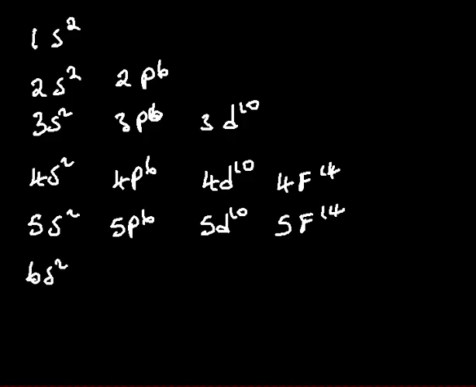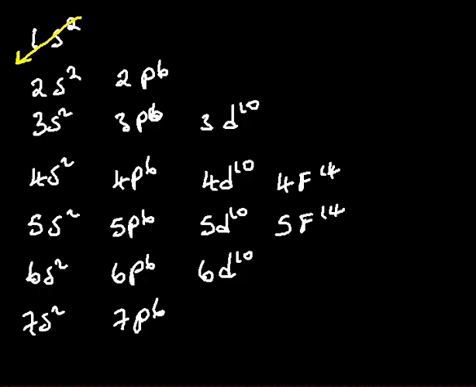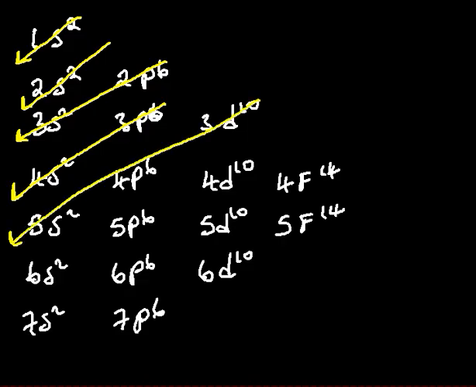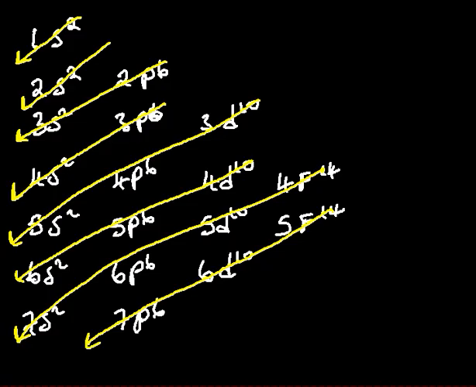And we have 6s2, 6p6, and 6d10. Of course, we can also have 6f14, but let me just put it there. And we have 7s2, and we have 7p6. Let's just have that. And now the order of the actual subshells ranges like this. This is the order you just have to understand.